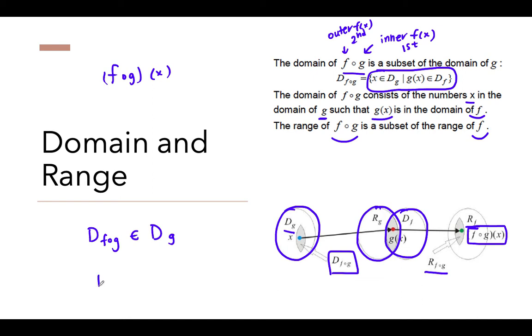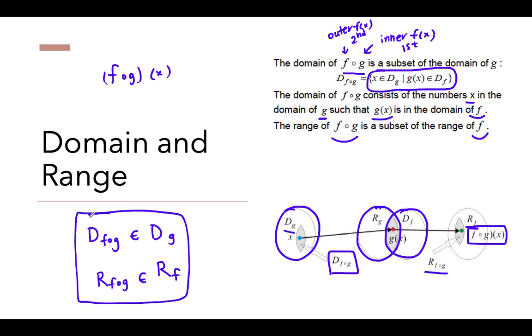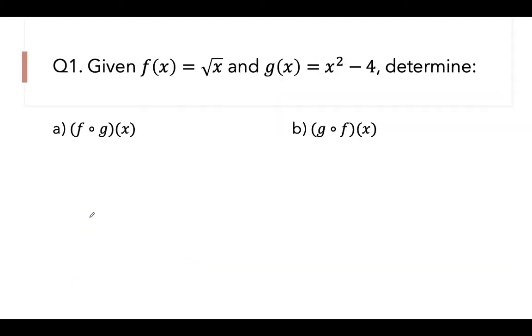On the other hand, the range of function f of g is going to be belonging to the range of function f, the first one. So it's the opposite. So I would put a square box on this. Okay. Let's do a practice question.